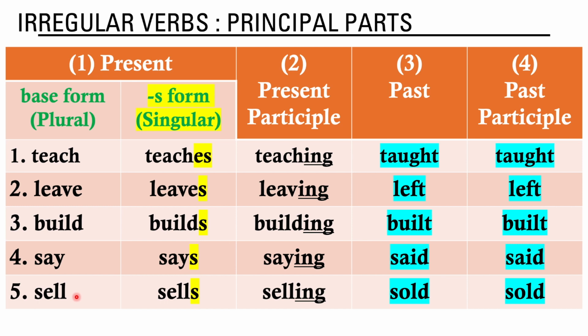Okay. Sell, sells, selling, sold, sold. Okay. So see the similarity here. They are irregular, but there could be a pattern if we group together the irregular verbs with same past and past participle forms. Okay, so it's a matter of strategy. So we could easily memorize and easily recall.